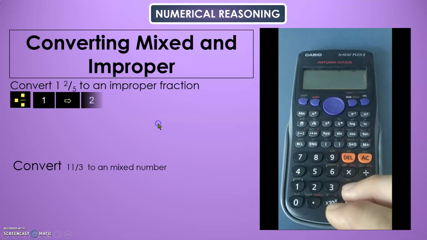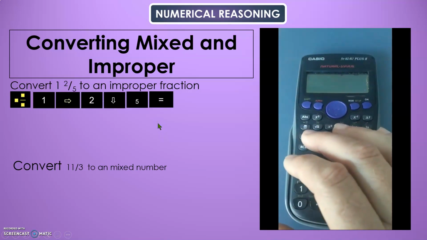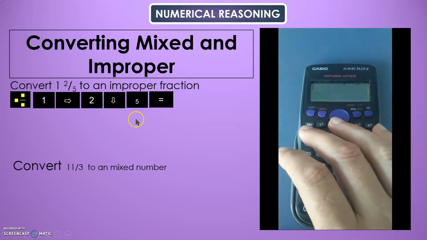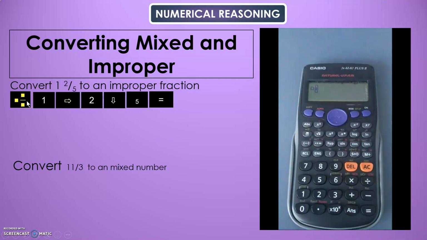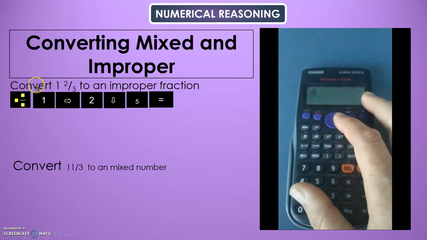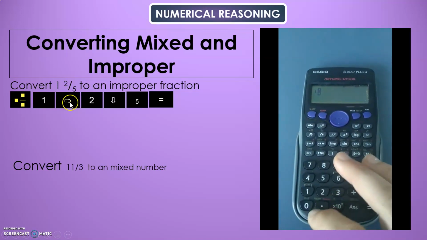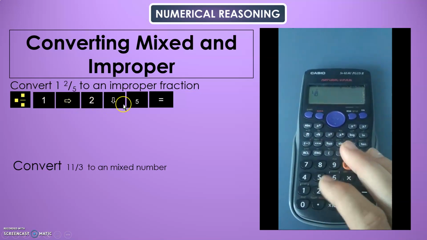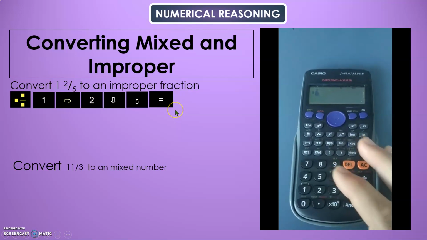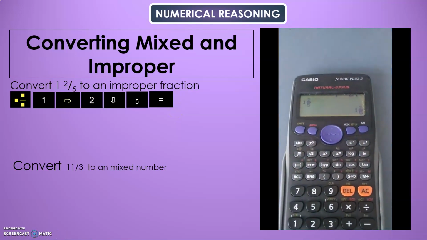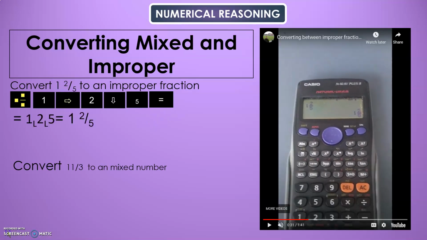Okay, so the steps you need to take for putting in 1 2/5 is we need to press Shift, and we need to get that triple box by pressing the double box again. So remember, Shift, double box, then putting our numbers in. So 1, move across, 2, press down, 5, then we press equals, and it puts it into the calculator.